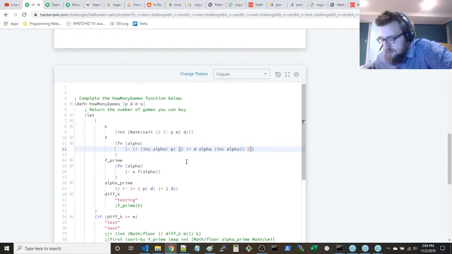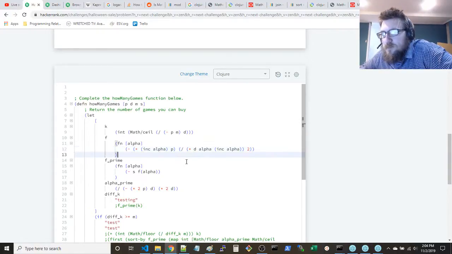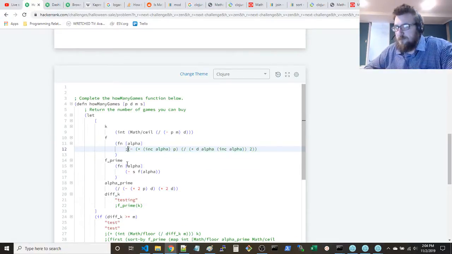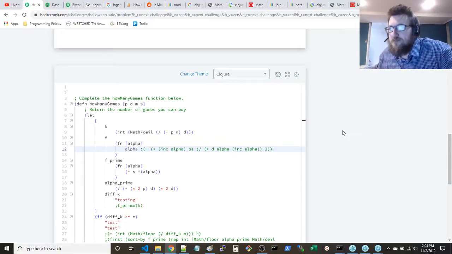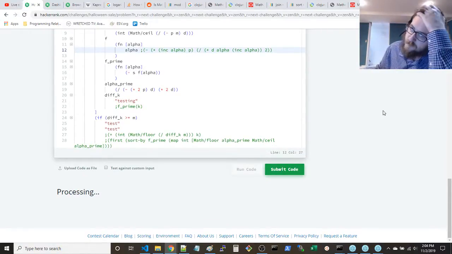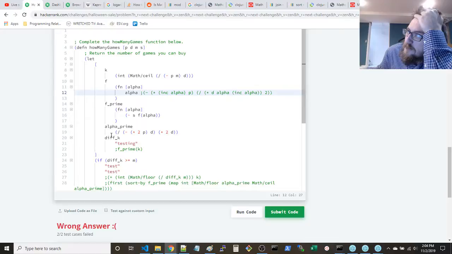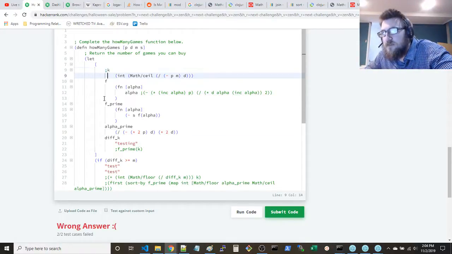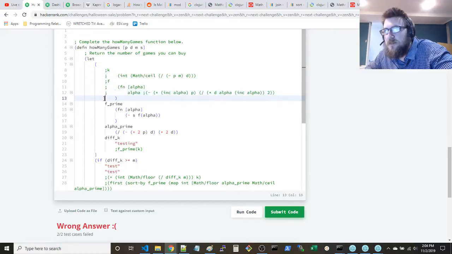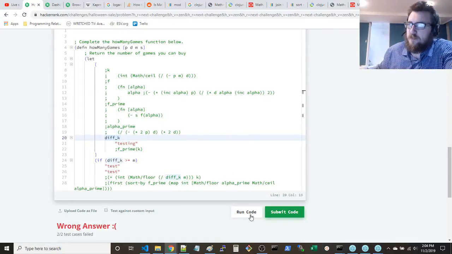Maybe this is why, this is supposed to be division. Does that work? Where is the problem? I don't even know. It's not clear at all. Just return alpha. What the heck? I don't know. Can we just comment all this stuff out? Where can it even be?